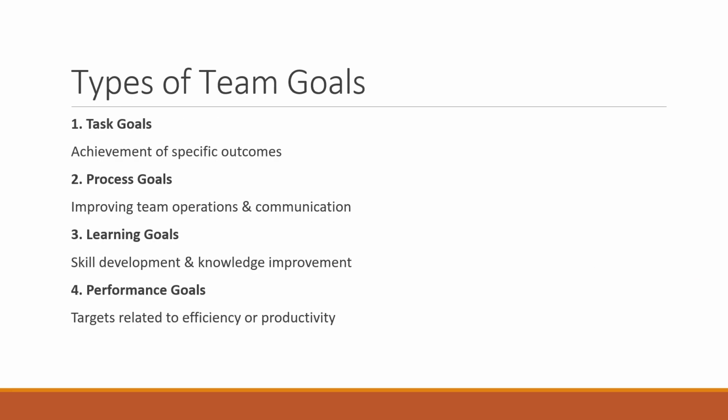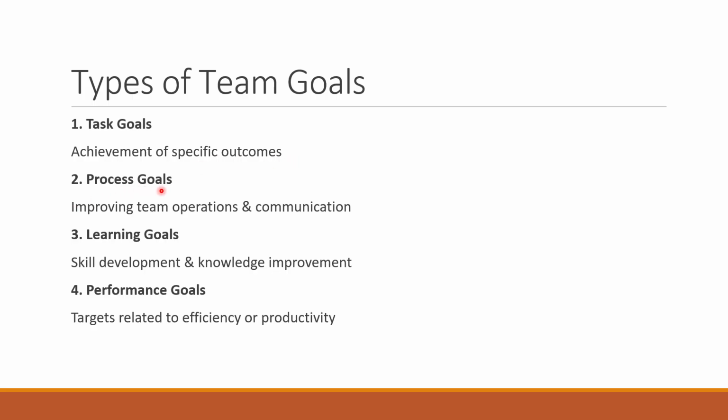Now let's look at the types of team goals. Teams work with different kinds of goals that depend on their nature, expertise, or purpose. So what are the different types of goals? We will understand them one by one. The first type is task goals. These goals relate to completing a specific job or project, like completing a marketing report by Friday. So you're given a task that is to be done by Friday.